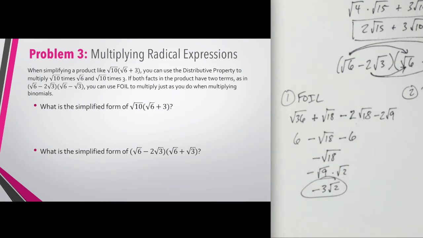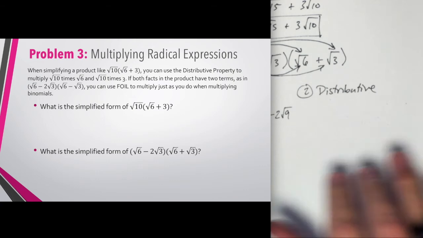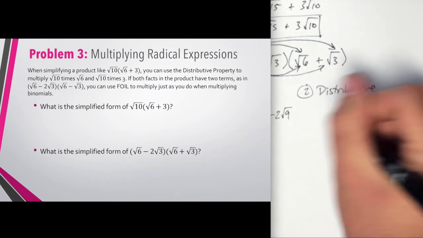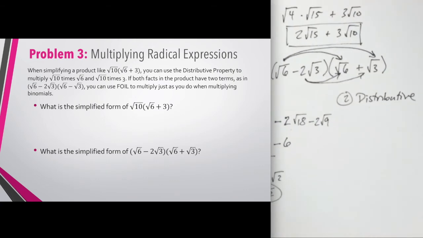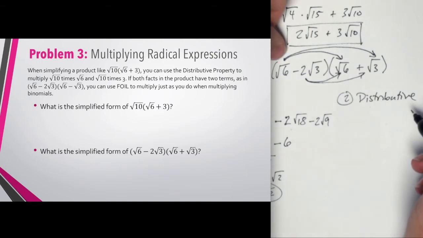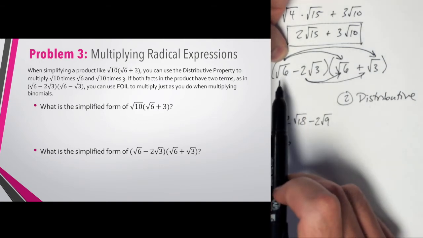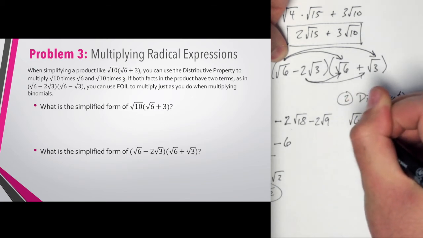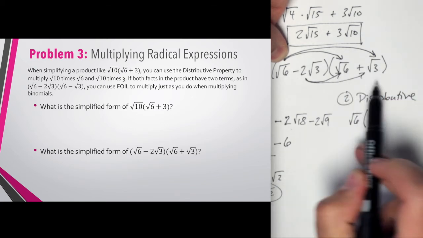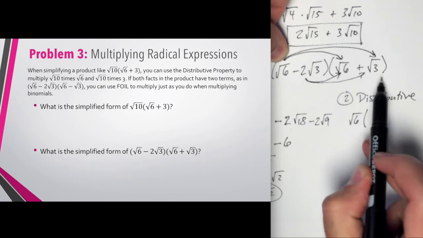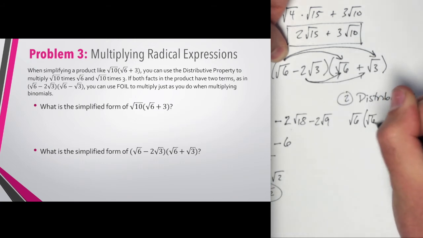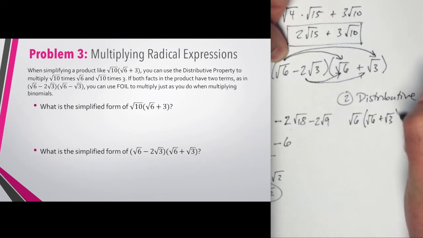So, a lot of stuff going on, but as long as you keep to your method, keep following the steps, you should be able to get to your answer. The other way is the distributive property. So for distributive property, a reminder, you're going to take the first piece of the first parentheses, so square root of 6, and you're going to multiply it by the whole second one. So this would be the square root of 6 plus the square root of 3.